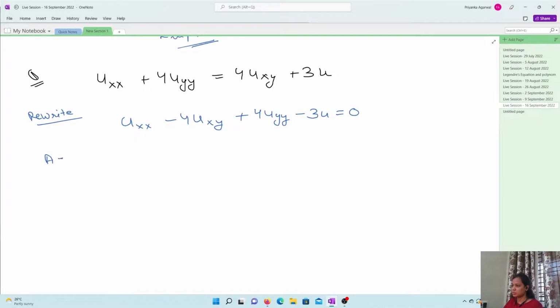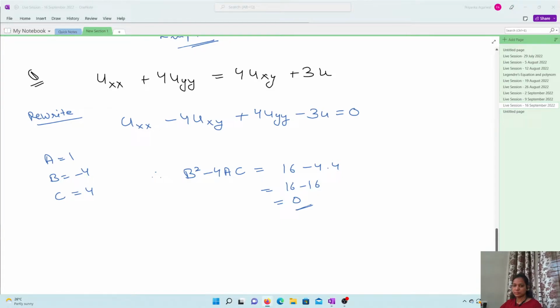So here a equals to 1, b equals to -4, and c is equal to 4. Therefore, b square minus 4ac is equal to 16 minus 16, this is 0. So therefore, this equation is of the parabolic form.